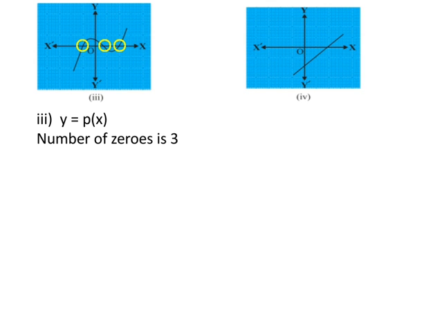Then fourth, only 1 point. So the number of zeros is 1.